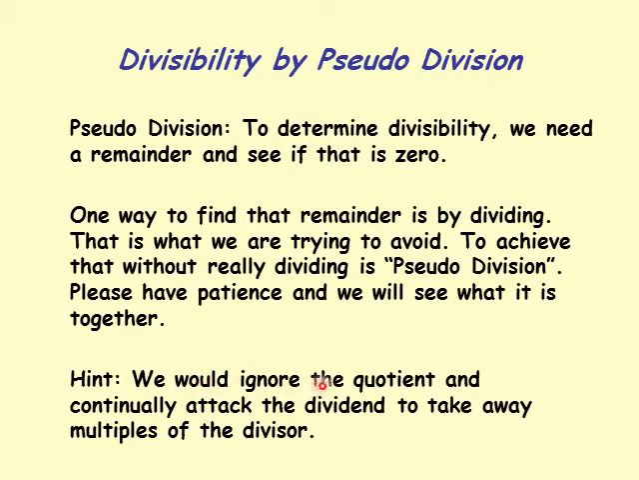Hint: we would ignore the quotient and continually attack the dividend to take away multiples of the divisor. So here is what we do. We would ignore the quotient, that's what we don't care about because we are interested in the remainder, and continually attack the dividend. The dividend is the one we divide, to take away the multiples.